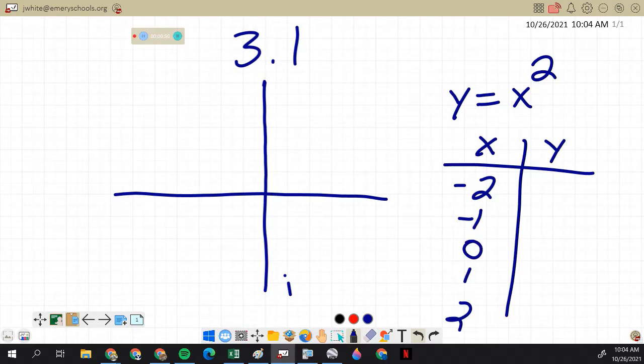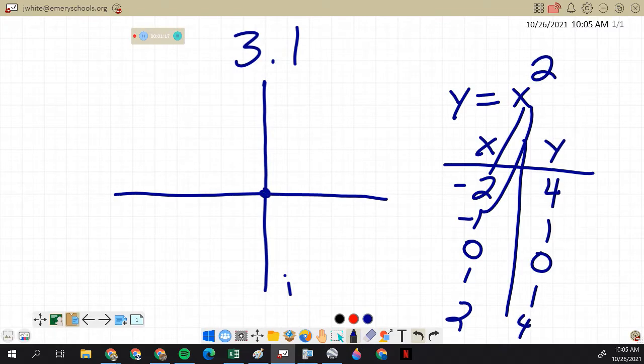what happens when I square -2? What answer do I get? 4. And if you square -1, so I'm plugging these in there, -1 times -1 is 1. 0 times 0 is 0. 1 times 1 is 1. And 2 times 2 is 4.